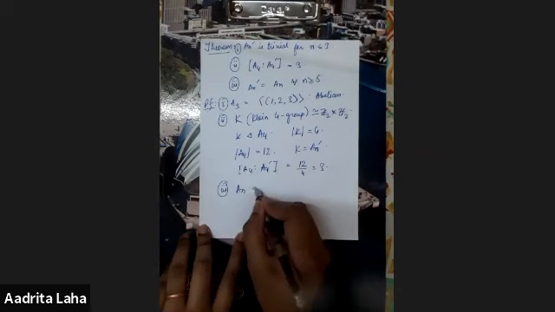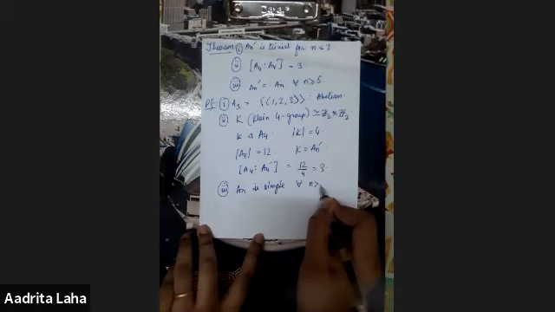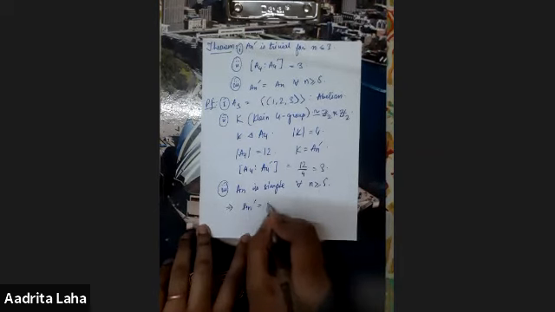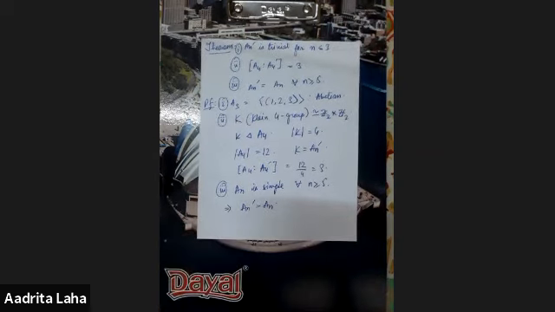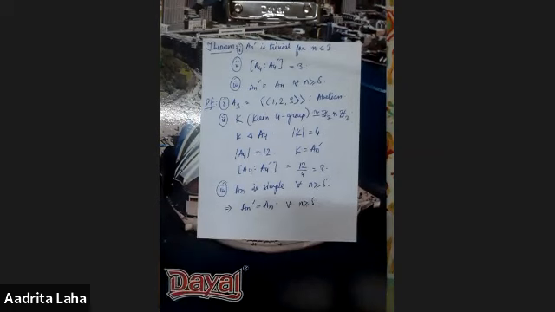Now the third claim is again by simplicity. An is simple for all n greater than or equal to 5, and this implies that An prime is equal to An, because An prime is normal in An, and this proves the theorem.